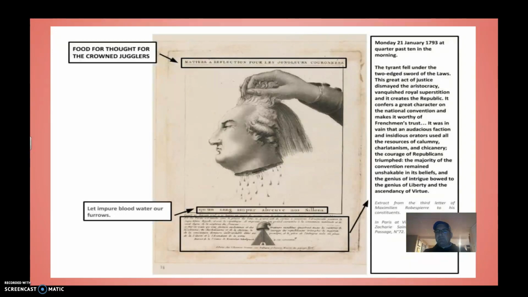One of the things that happens as a result of the execution of King Louis XVI is that you have a split in France. You have people that are like, okay, the French Revolution has gone far enough. Like, now we're getting crazy. The king is dead. Let's just build on democracy.